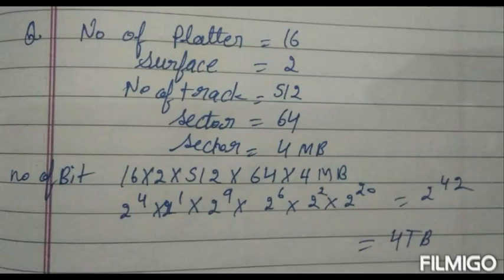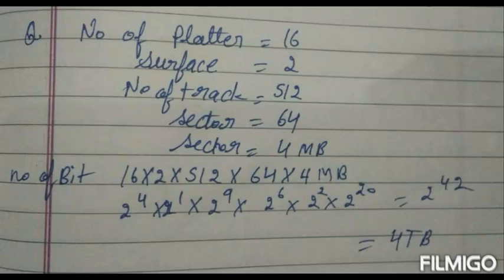Like 16 is 2 ki power 4, multiply 2 is 2 ki power 1, multiply 512 is 2 ki power 9, multiply 64 is 2 ki power 6, multiply 4 MB is 2 ki power 2, multiply MB is 2 ki power 20. When we solve it, it is 2 ki power 42. That 2 ki power 40 is 1 terabyte, that's why it is 4 terabytes. Memory size is 4 terabytes.